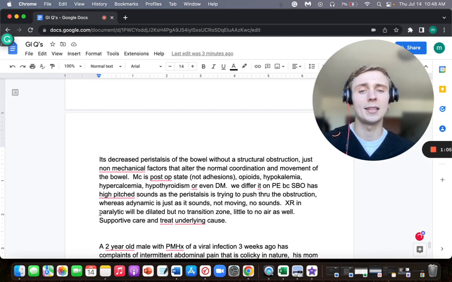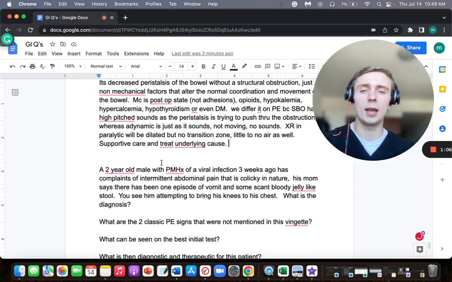X-ray in paralytic will be dilated with no transition zone. So it's dilated because it's not contracting, but there's no transition zone, as opposed to if there was an obstruction, there'd be a transition zone from before the obstruction and after the obstruction. And also little to no air as well. Supportive care and treat the underlying cause. So these are the underlying causes we said, name 5. Here's quite a few here.